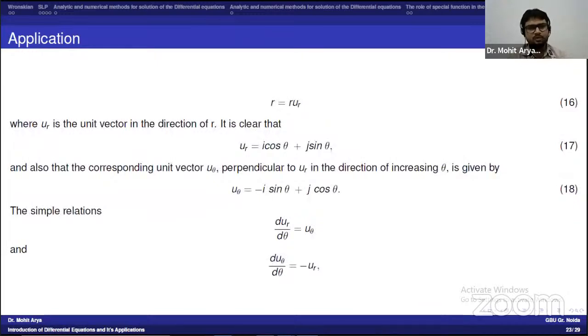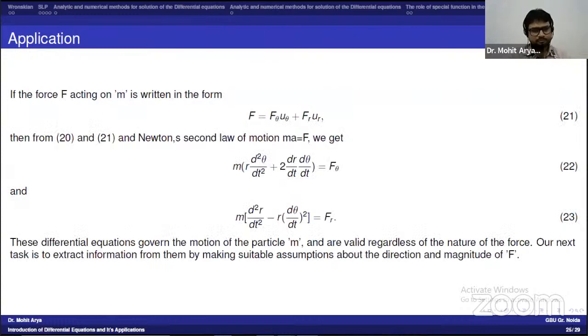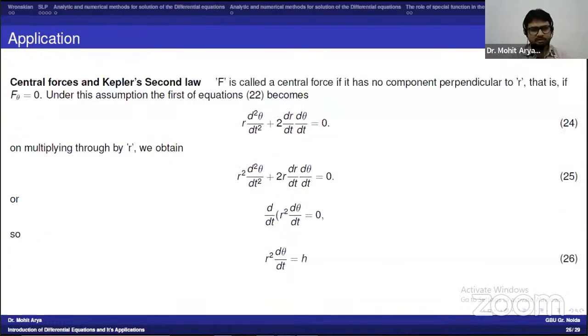Here, r equals r ur, where ur is the unit vector in the direction of r. It is clear that ur = i cos theta + j sin theta, and the corresponding unit vector u theta, perpendicular to ur in the direction of increasing theta, is given by u theta = minus i sin theta + j cos theta. The simple relations are given by dur/d theta = u theta, and du theta/d theta = minus ur. So this is the further derivation of this particular problem. You can go through that.